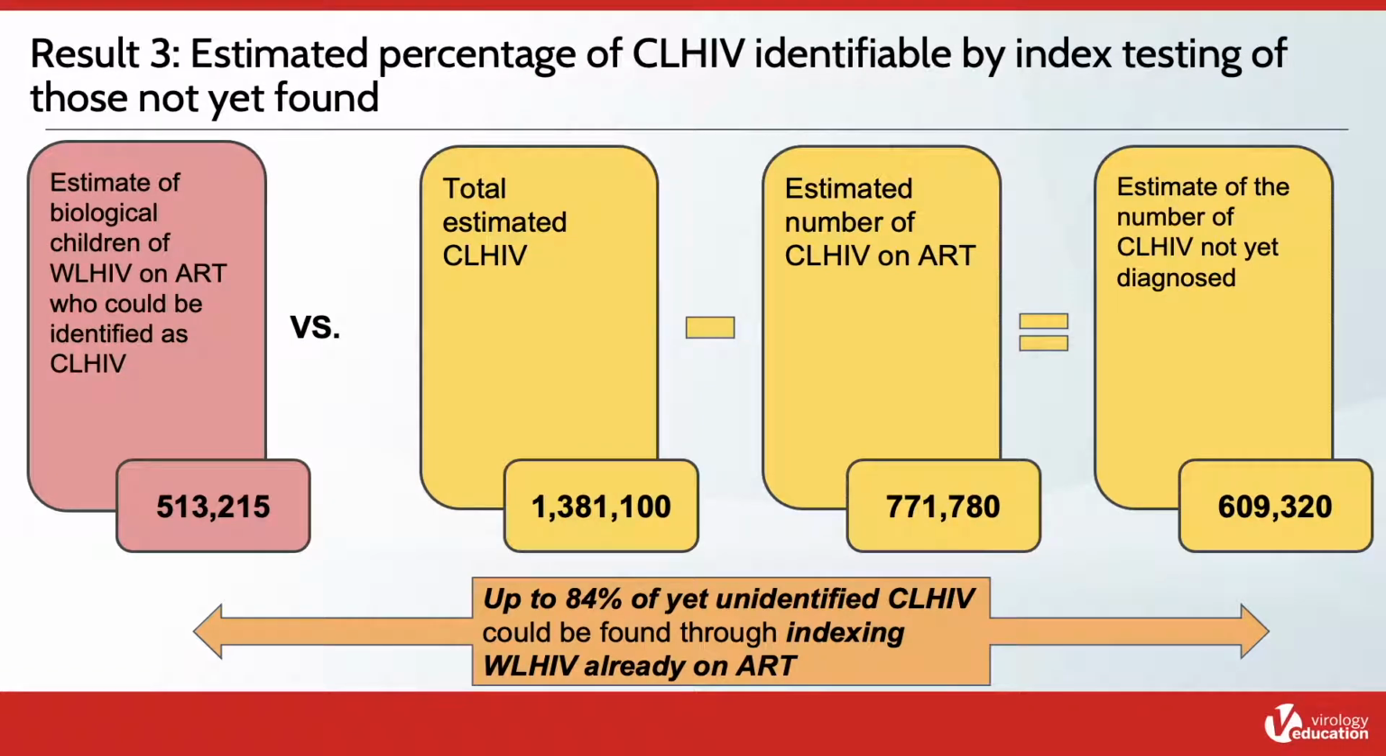We then compare this final estimation to UNAIDS' estimated treatment gap in CLHIV. UNAIDS estimates about 609,320 CLHIV in these 23 countries have not yet been diagnosed. Compared to our estimate, we see that there's potential to identify up to 84% of these yet to be identified or diagnosed CLHIV through index testing their biological mothers who are HIV positive and already on ART.